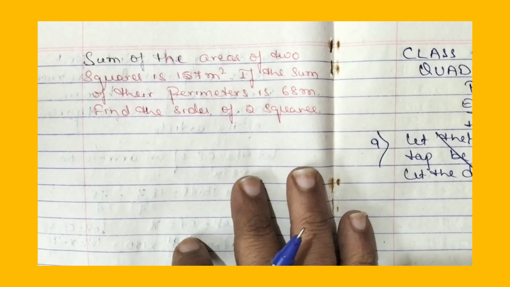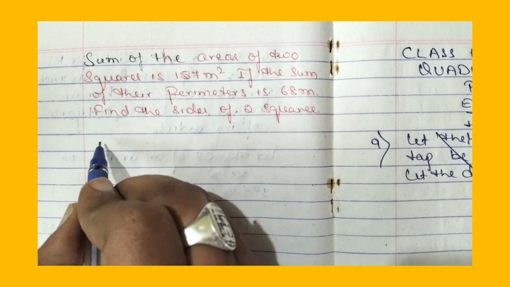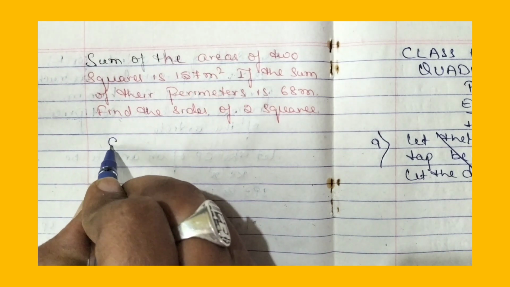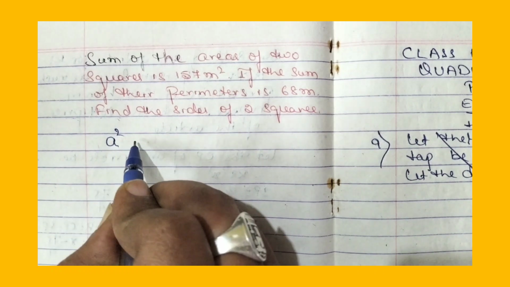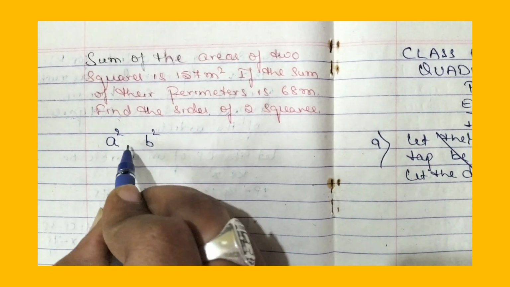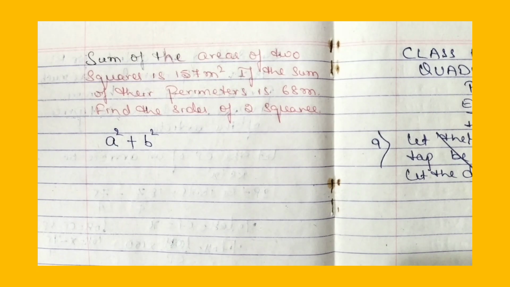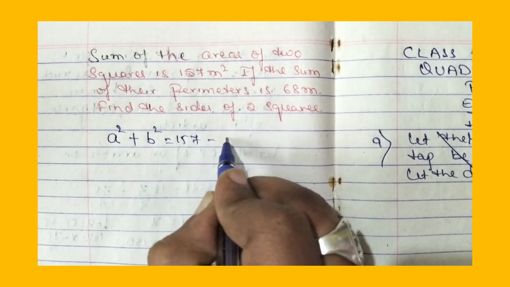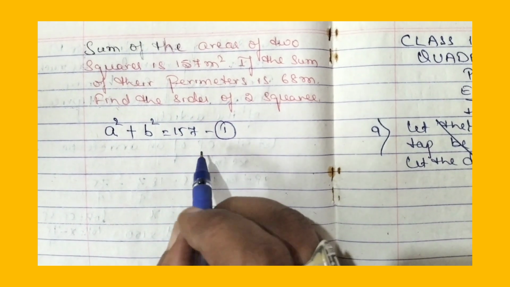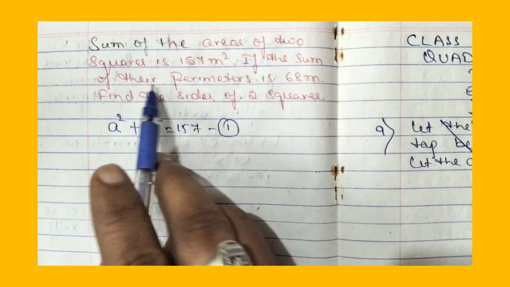Sum of the areas of two squares is 157. So let the area of one square is a square, let the area of another square is b square, add them. So a square plus b square is equal to 157. You call it as equation 1. Then sum of their perimeters.